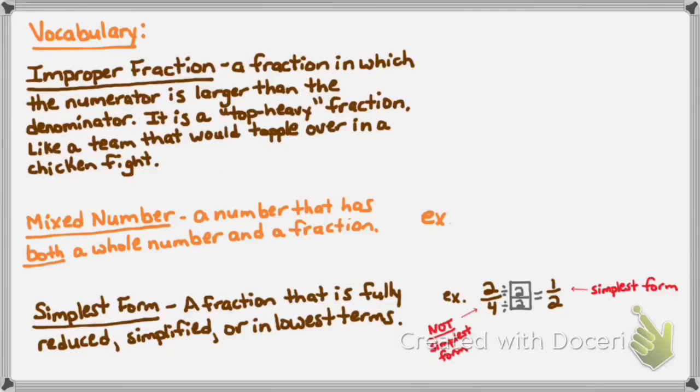Let's go back to the mixed number. An example of a mixed number, a whole number and a fraction, would be 5 and 1/2. The whole number is 5, the fraction is 1/2. Whole number and fraction together, called a mixed number. And go back up to improper fraction. Remember we said an example would be something like 9/5, because 9, my numerator, is larger than my denominator. It's top heavy and would not work well in a chicken fight.